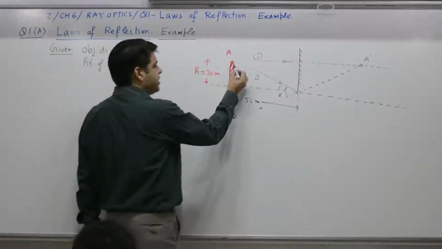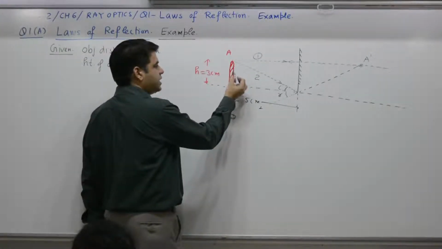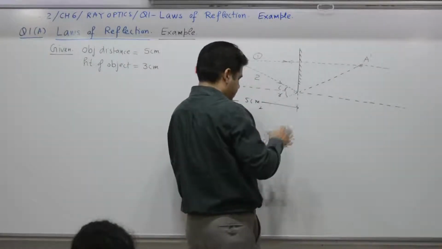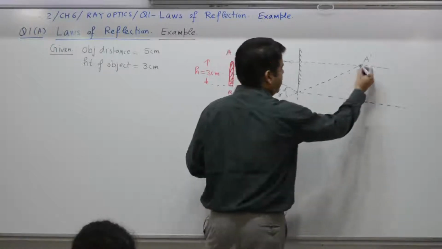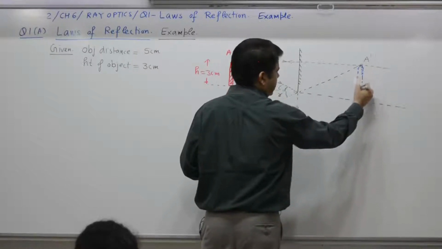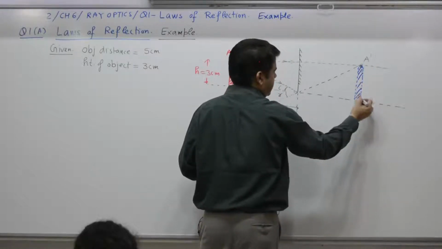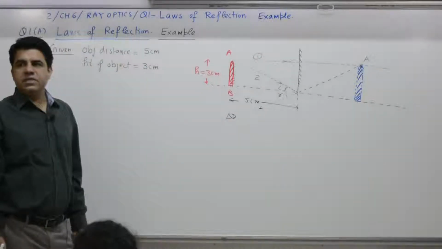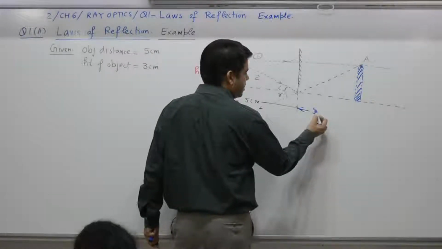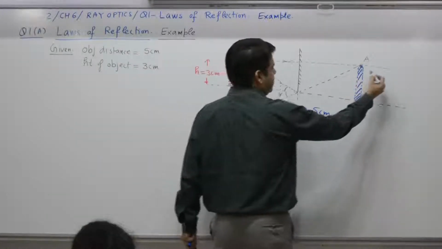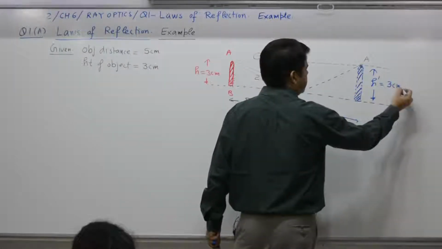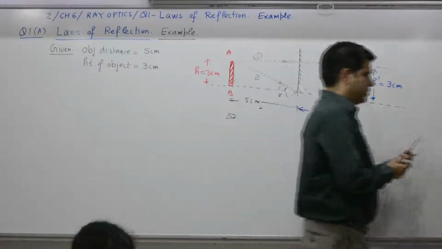So you can take the next point, draw the corresponding next point, and so on, and at the end B. When you draw, you will find all those points lying here. Same size image. When you measure the distance, you will find this distance comes out to be 5 centimeter. When you find this height, h dash, the height of the image, you will find it comes out to be the same, 3 centimeter.